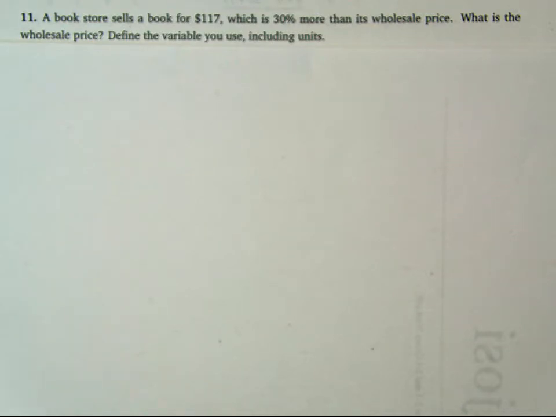A bookstore sells a book for $117, which is 30% more than the wholesale price. What was the wholesale price? Define the variable, including units.